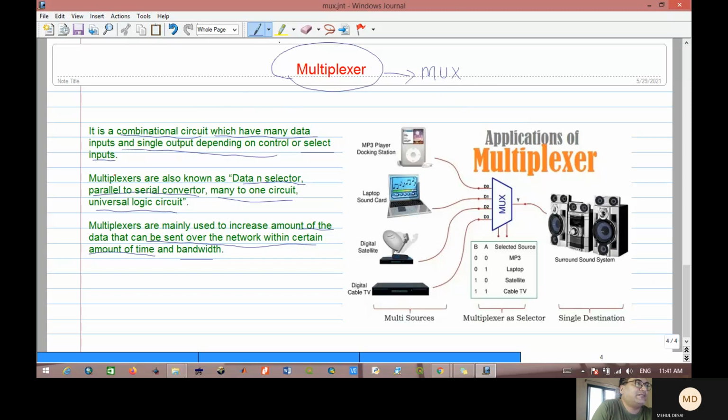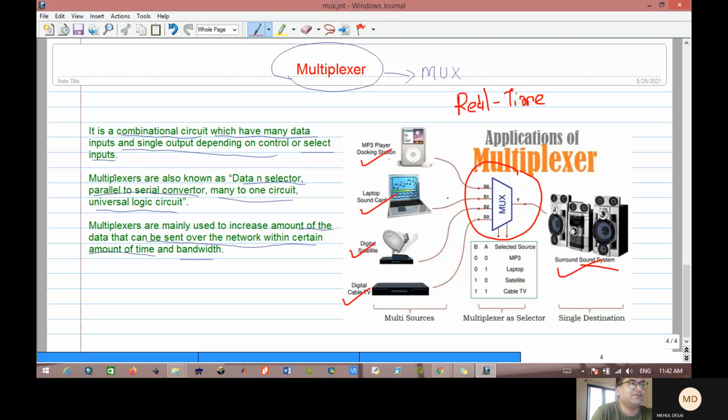This is a real-time example of the multiplexer circuit. Here we have to play the sound of an MP3 player, laptop, digital satellite or cable circuit. Whichever input we want to select, the sound generated by that input should be played at that time on this surround sound system. So here a mux circuit is used.